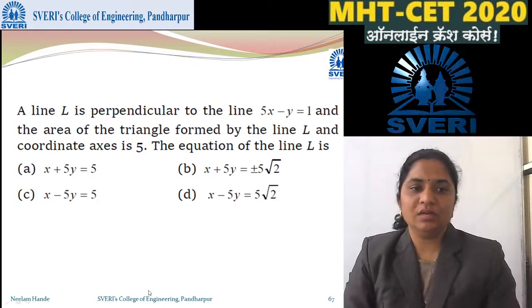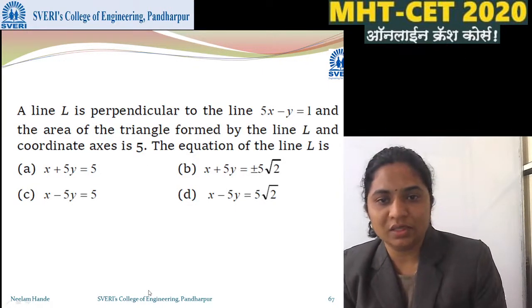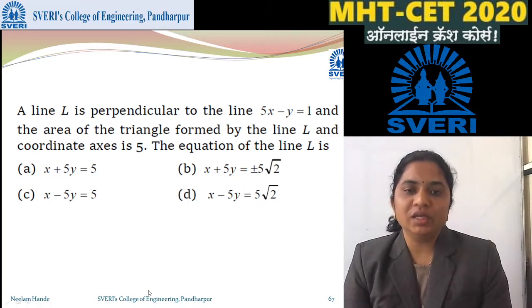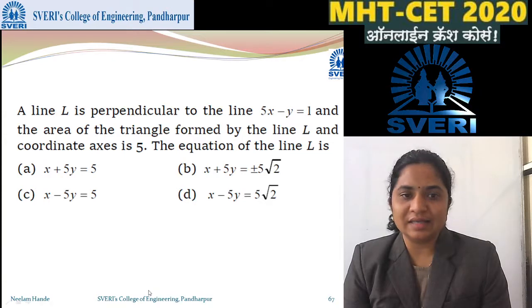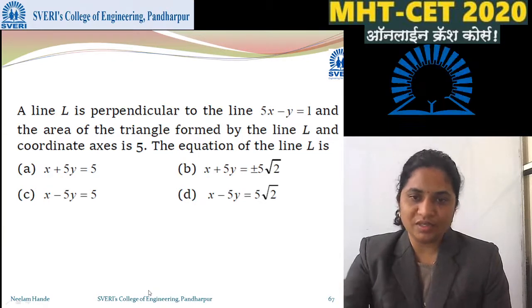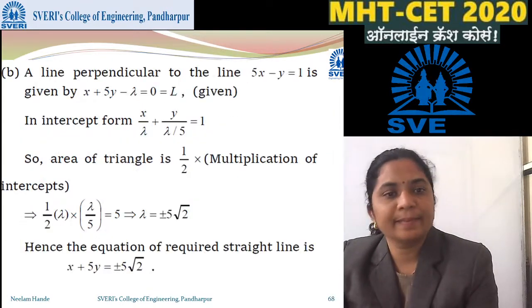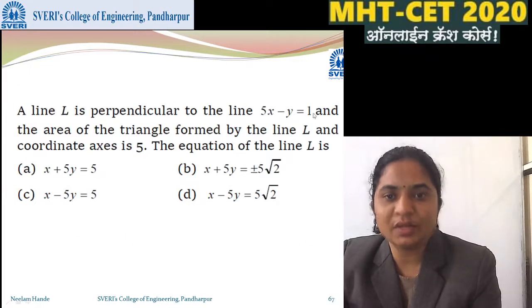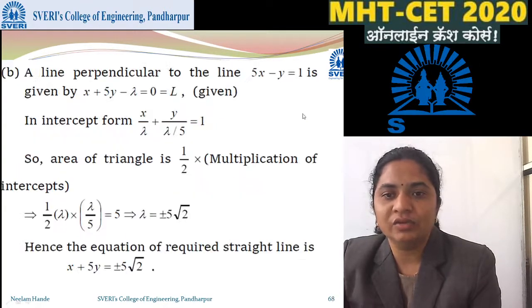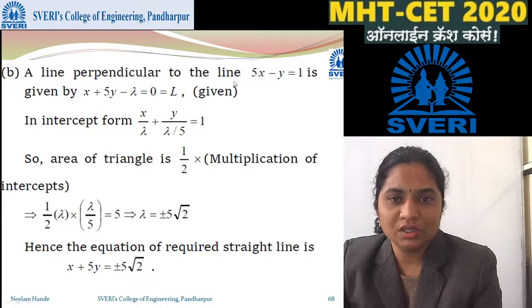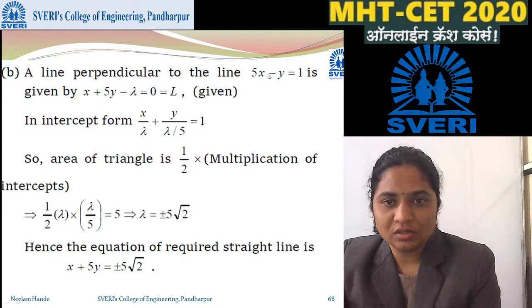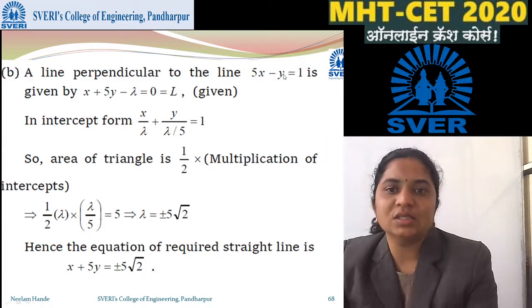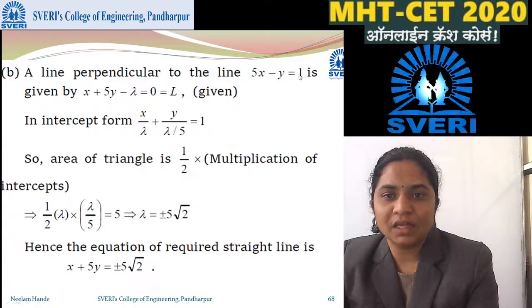Okay, next question. A line L is perpendicular to the line phi x minus y equal to 1, and the area of the triangle formed by the line L and the coordinate axes is phi. The equation of the line L is... okay, this is the perpendicular. What is given? The line is perpendicular to this line. So how do we write the perpendicular line equation? We change this coefficient and change the middle sign, so it is x plus phi y equal to lambda.